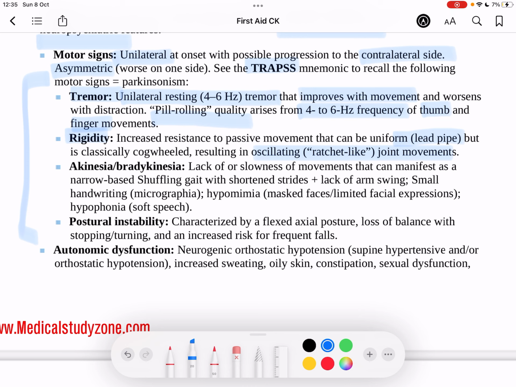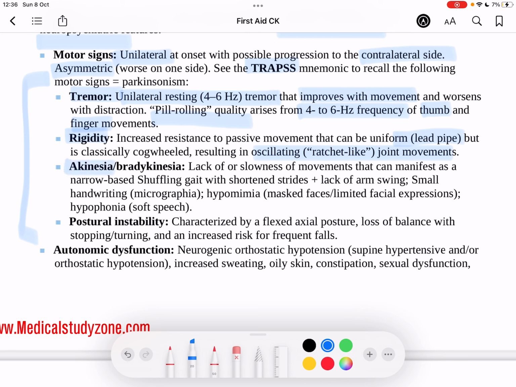And the cogwheel is more classic for Parkinson's disease. If you ever shadow a neurologist, you'll find them doing a lot of this, checking for cogwheel rigidity. Even in patients who you can't see any signs of Parkinson's visually, they will be moving the arms around and they will feel parts of unilateral cogwheeling in one of the arms. And that's often one of the first motor signs that you see in Parkinson's.